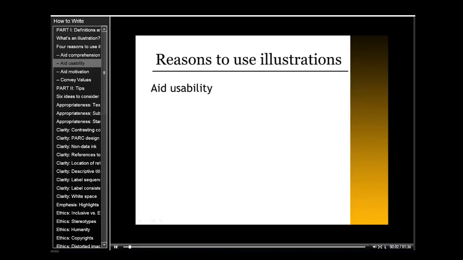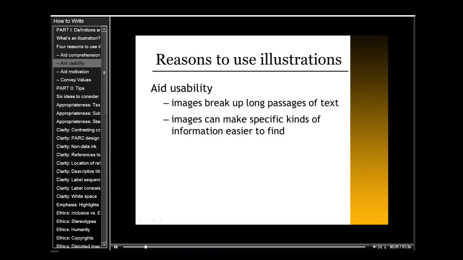Illustrations also aid usability. They do three things. They break up long passages of text, they make specific kinds of information easier to find, and they also make information easier to understand. Let's talk about these things before we go on and show an example. Images breaking up long passages of text. Nobody likes the wall of words. It's hard to get through. It's a little bit scary. If you can break up your tech writing into short bite-sized chunks and intersperse pictures in there, then your reader will be able to follow it a lot more easily.